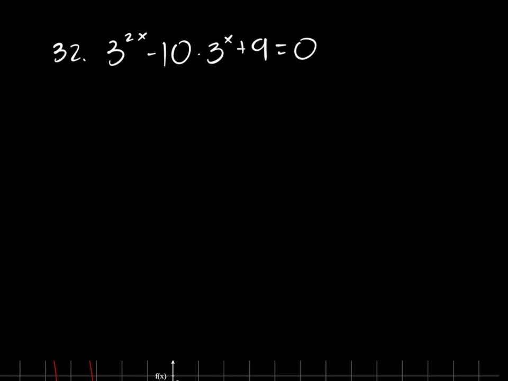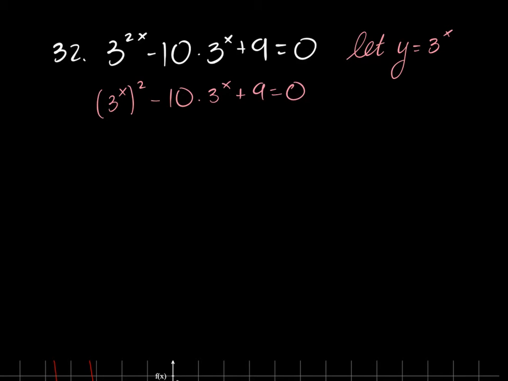In 32, it says 3 to the 2x minus 10 times 3 to the x plus 9 is equal to 0. Now this is kind of complicated looking. So what we're going to do is set up what's called dummy variables. We're going to say let y equal 3 to the x. So in order for you to see that this is going to work out to be a nice quadratic, we can rewrite our first term here, 3 to the 2x, as 3 to the x quantity squared minus 10 times 3 to the x plus 9 equals 0. So this should look kind of familiar. We did this at the end of first semester.